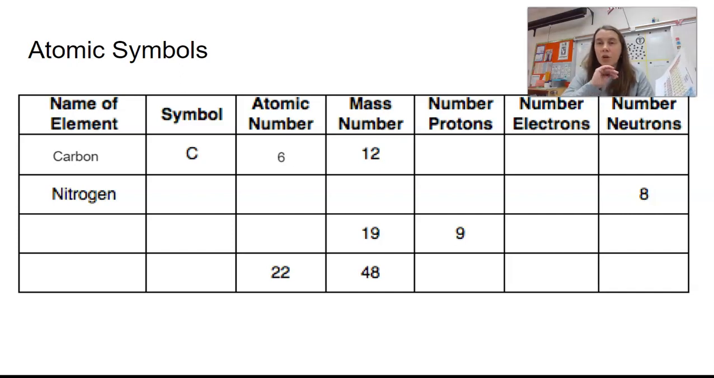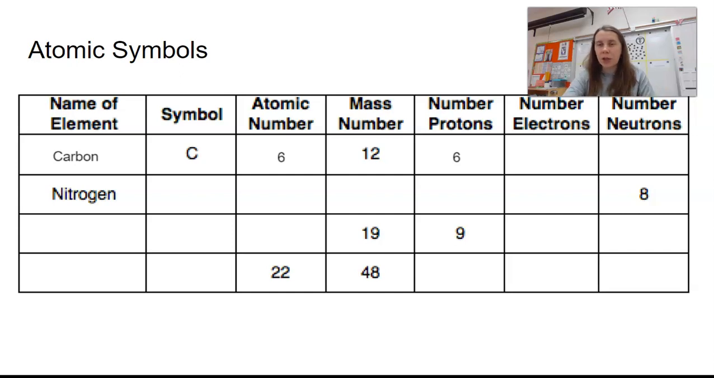Whichever, it doesn't matter anything else about the carbon. If it's carbon, it always has an atomic number of 6 because it has 6 protons. So those two numbers are always the same, and they are unique for every element, okay? In this particular table, we're assuming everything is a neutral atom.